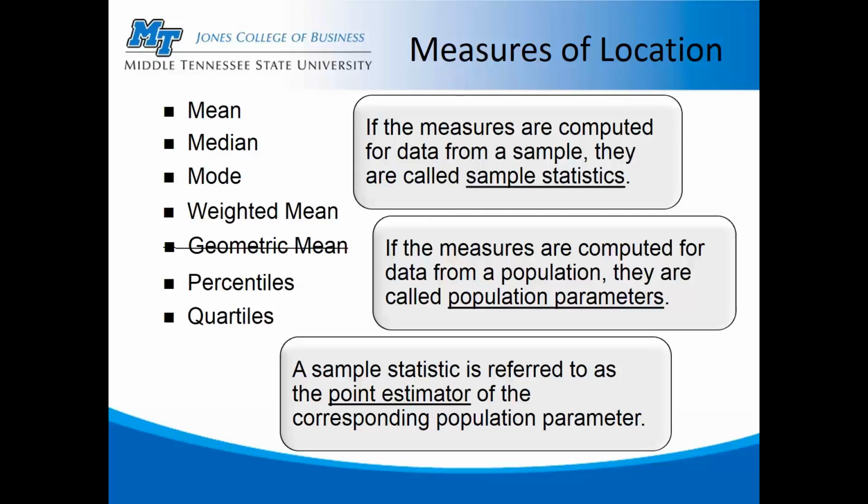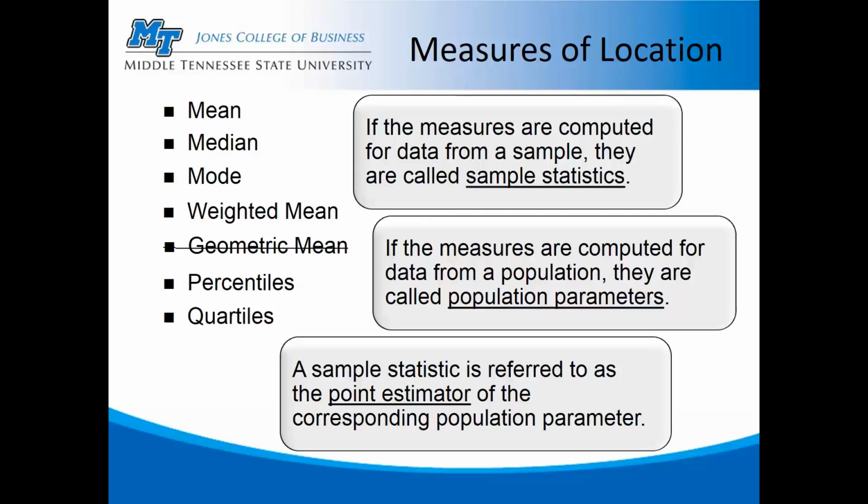Now, when you calculate measures from a sample, they're referred to as statistics. When you calculate measures from a population, they're referred to as parameters. The big difference between the two is the symbol that you use. We use a lowercase n for the number of items in the sample, and we use an uppercase N for the number of items in the population.